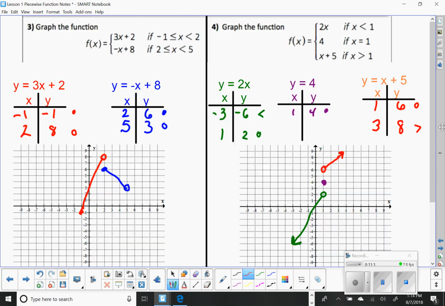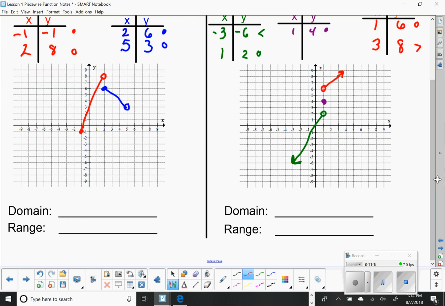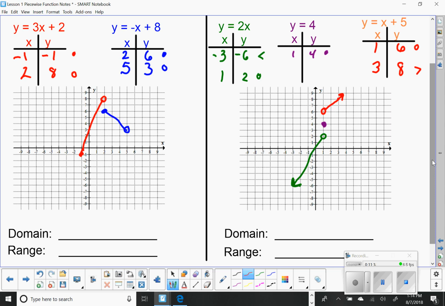Oops, let me make sure I didn't have more there. Oh, yes, domain and range. Okay, so the domain, let's go back to this first one. The domain here starts at -1, and its farthest point to the right is 5, but it doesn't actually equal 5, so I'm going to use a parenthesis. The range starts down here at -1, and it goes up to, but it does not include 8.